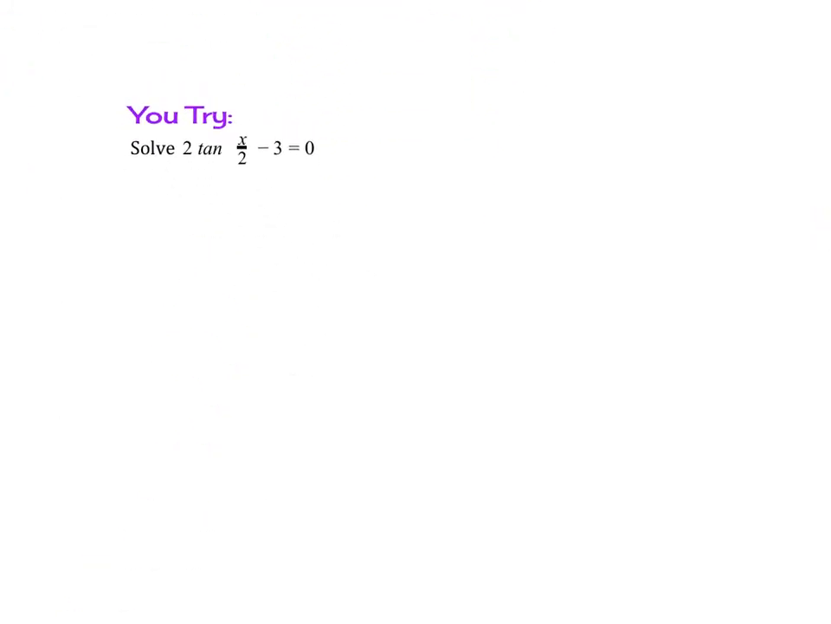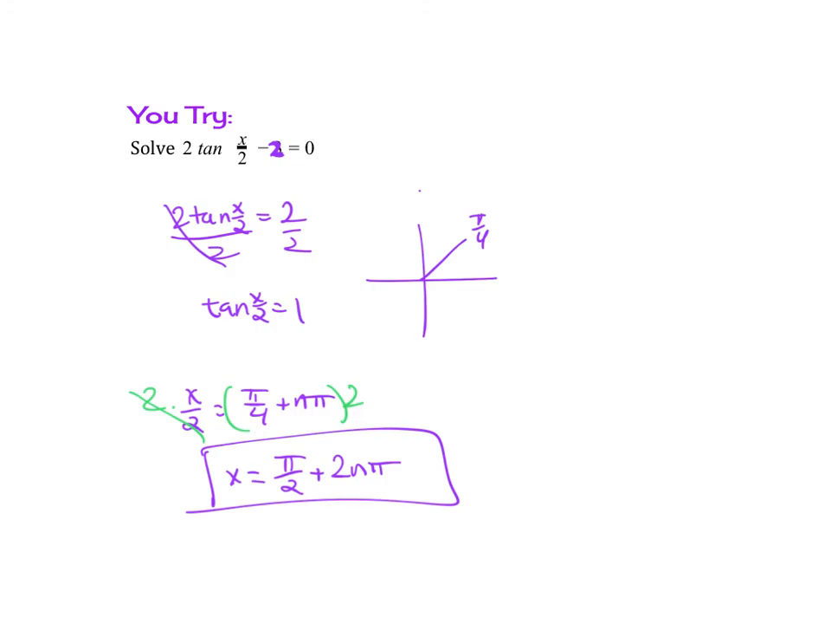Try this example here. Now this is x over 2, and then this should be a negative 2 here. Okay, so use that with a negative 2. If you try this out, you would have gotten tangent of x over 2 equals 1, and tangent equals 1 at pi over 4, and then you have to add n pi to it. Then to solve, you multiply by 2, and you get pi over 2 plus 2n pi.